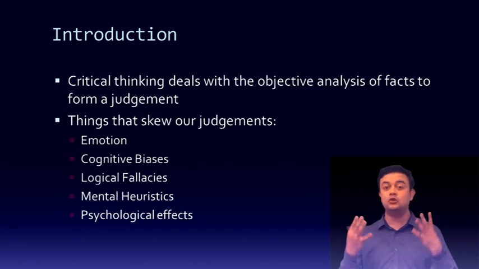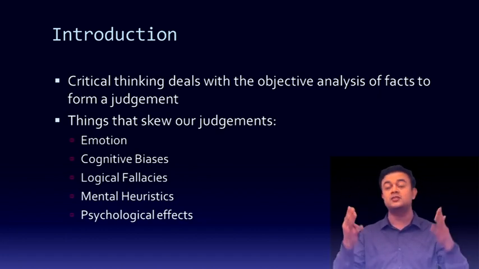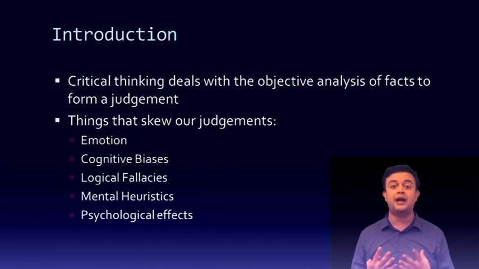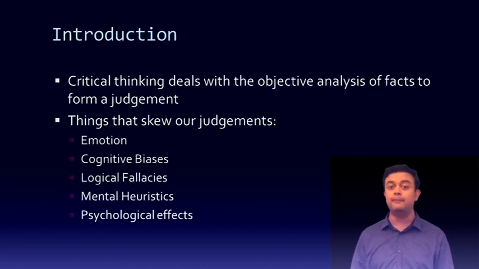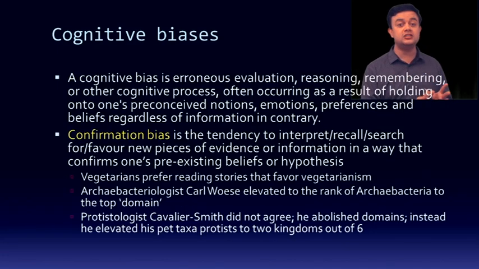The things that skew our judgment. Our judgments are known to be skewed by different influencing biases. This includes emotion, cognitive biases, logical fallacies, mental heuristics and psychological effects. So we will be elaborating that. The first thing is cognitive biases.